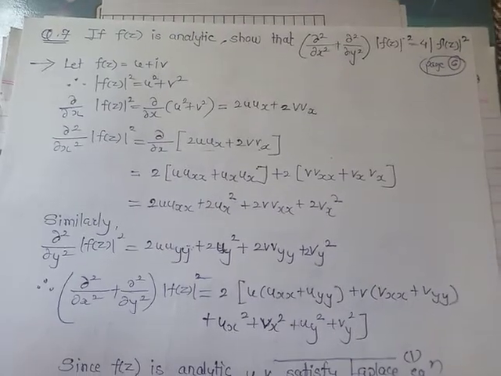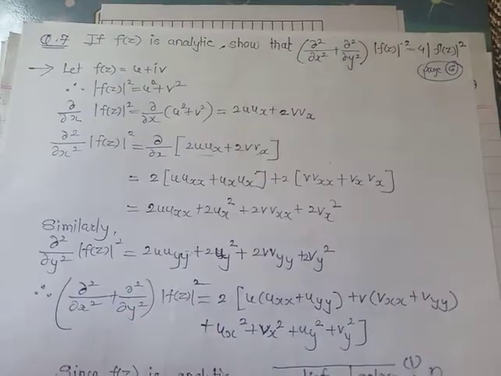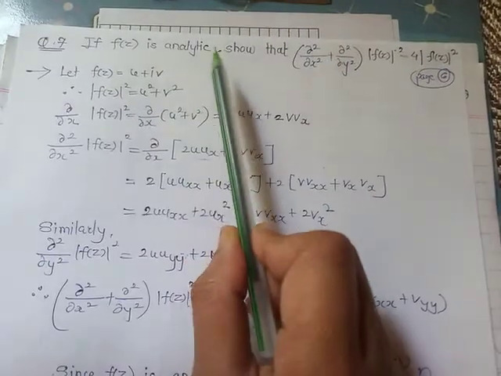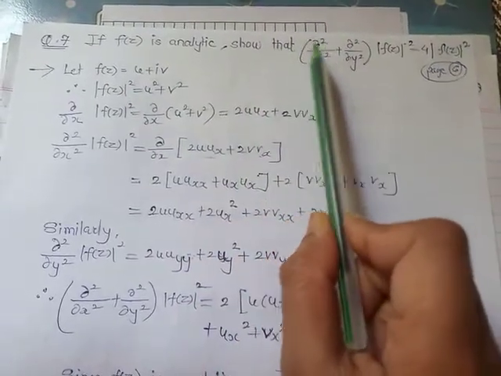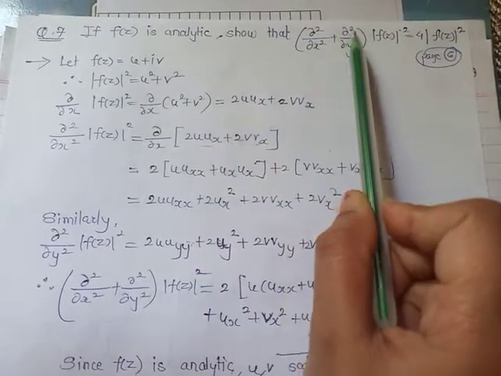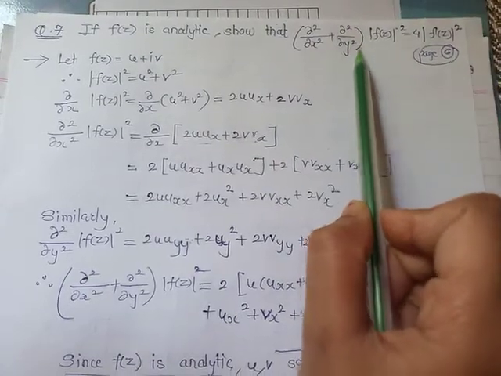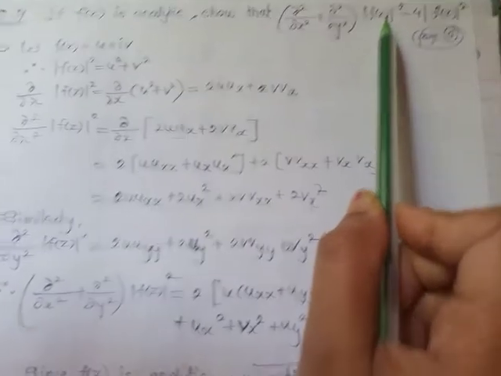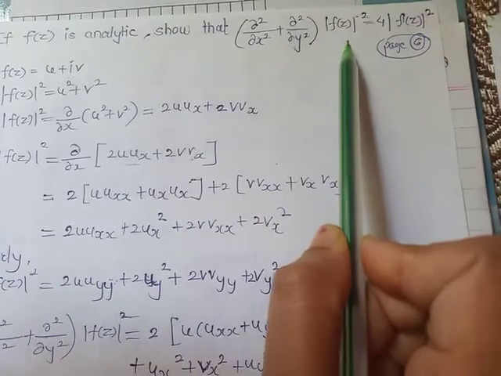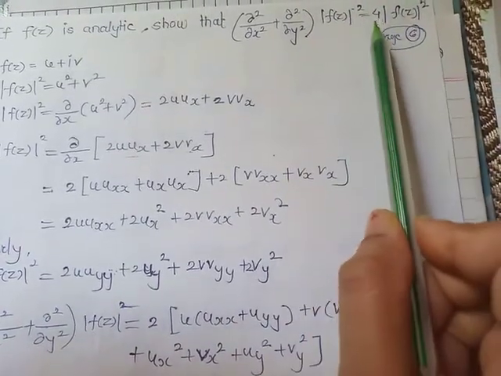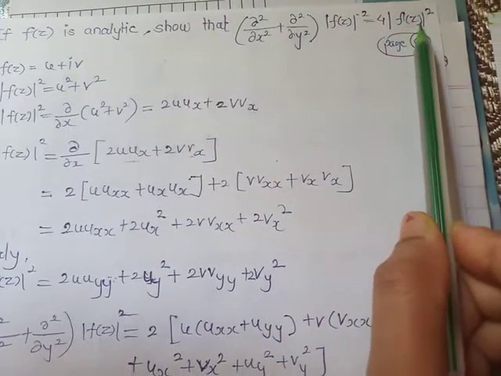Hello students, today we will continue analytic function. If f of z is analytic, show that ∂²/∂x² plus ∂²/∂y² operated on |f(z)|² is equal to 4|f'(z)|².